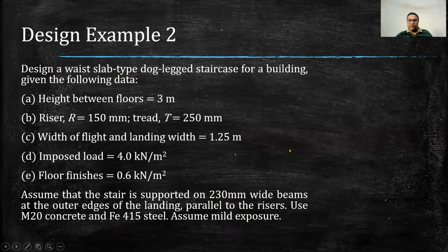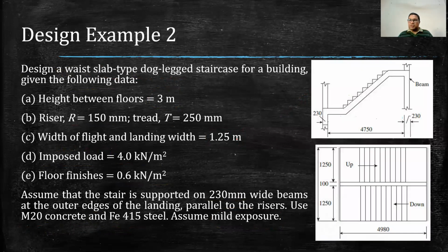So first we will see the figure that is being provided with this problem. So this is the flight and landing. This whole staircase is supported at this end and at this end. And in the plan, if we see, beams are parallel to the steps. Here also beams are provided. Also, the width of landing is already given, which is provided here. And right now we don't know the height that we will calculate to get the number of risers.